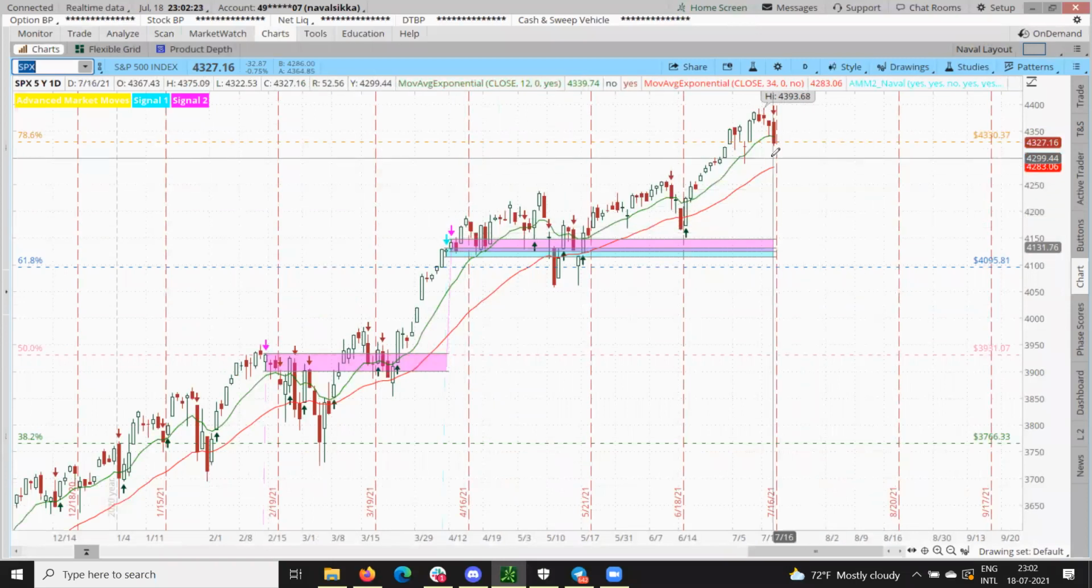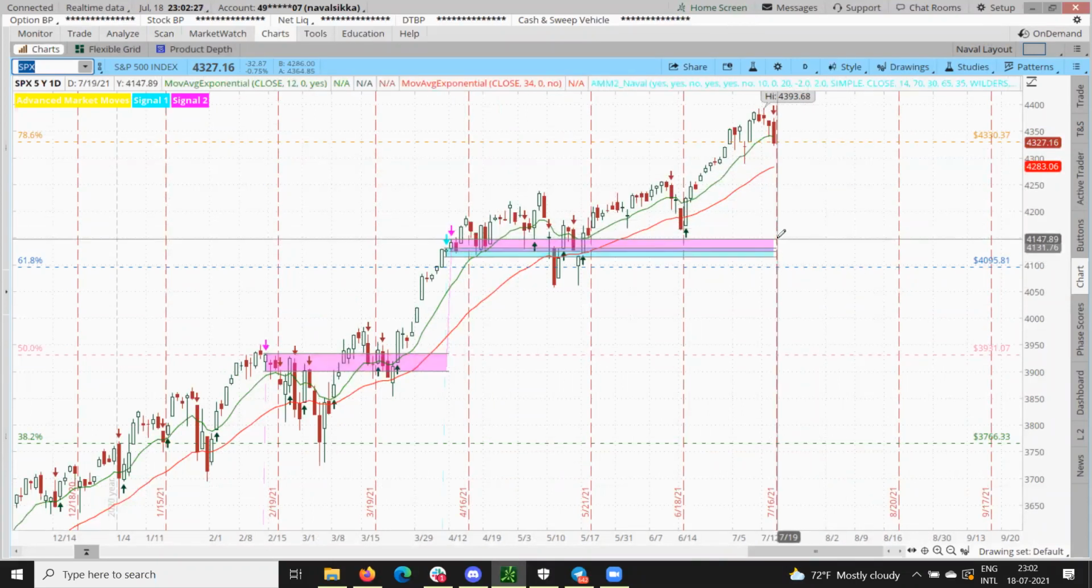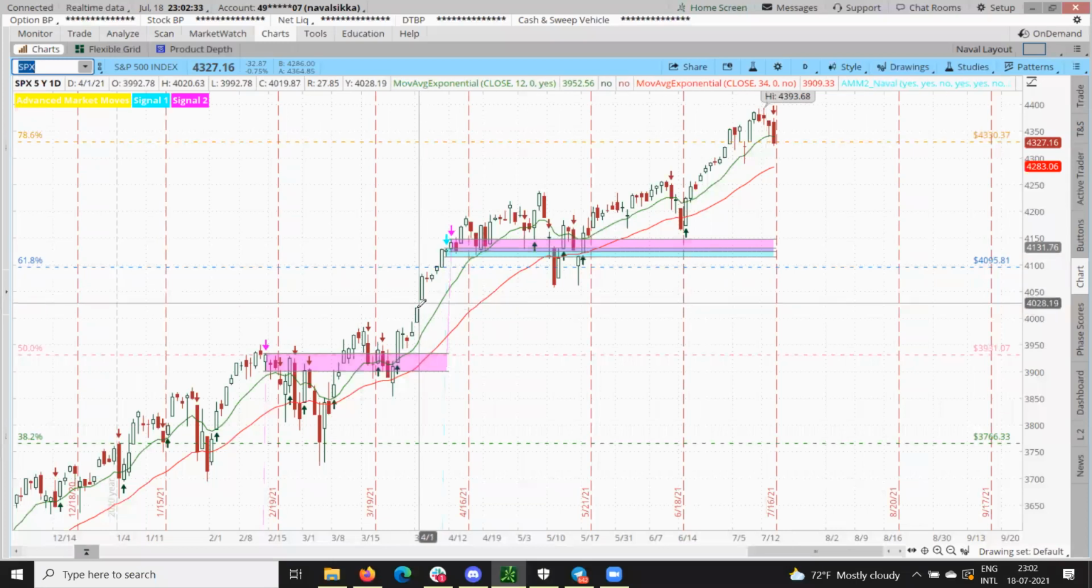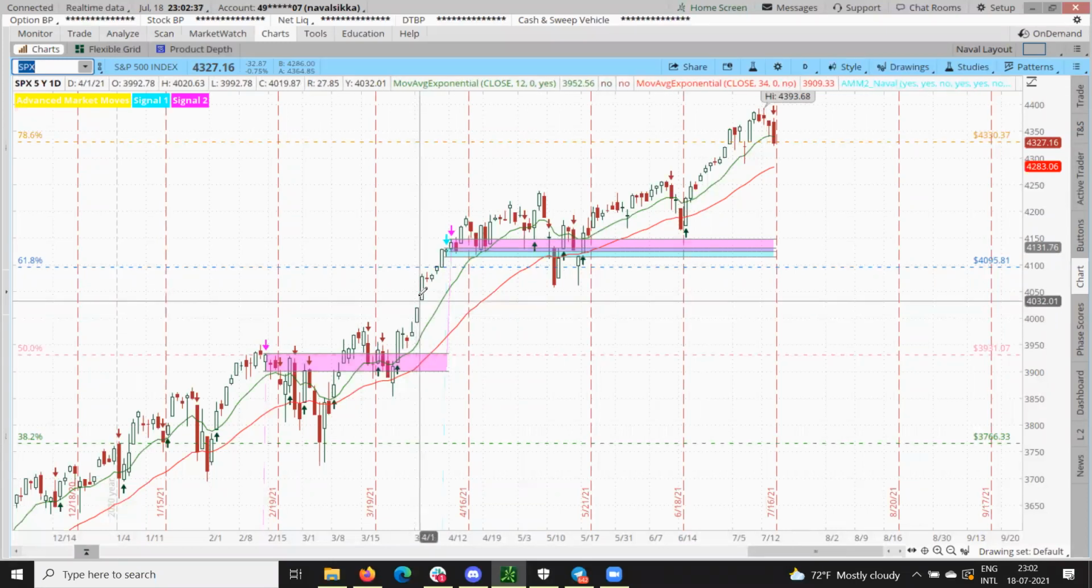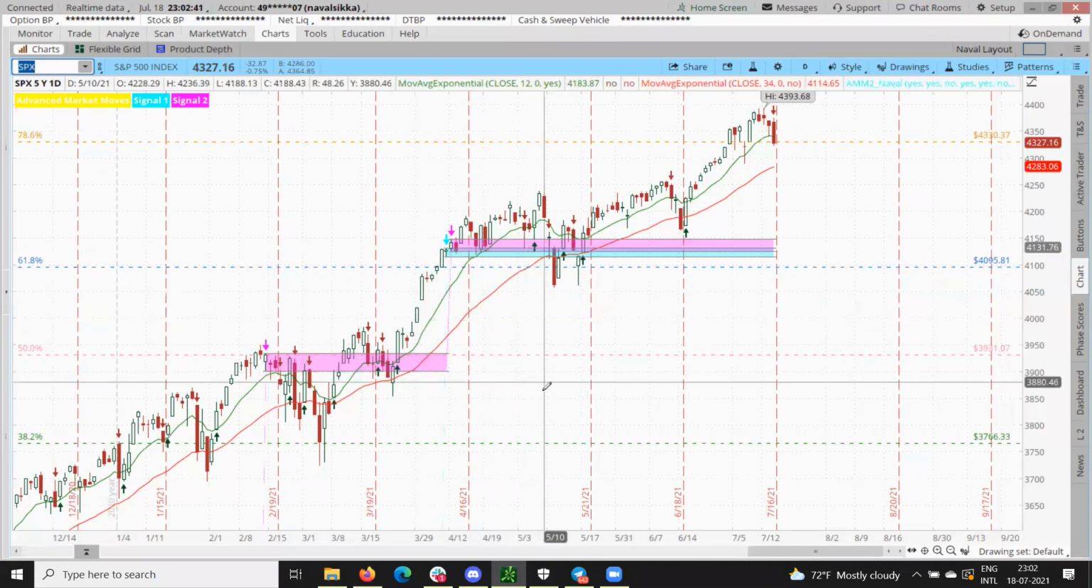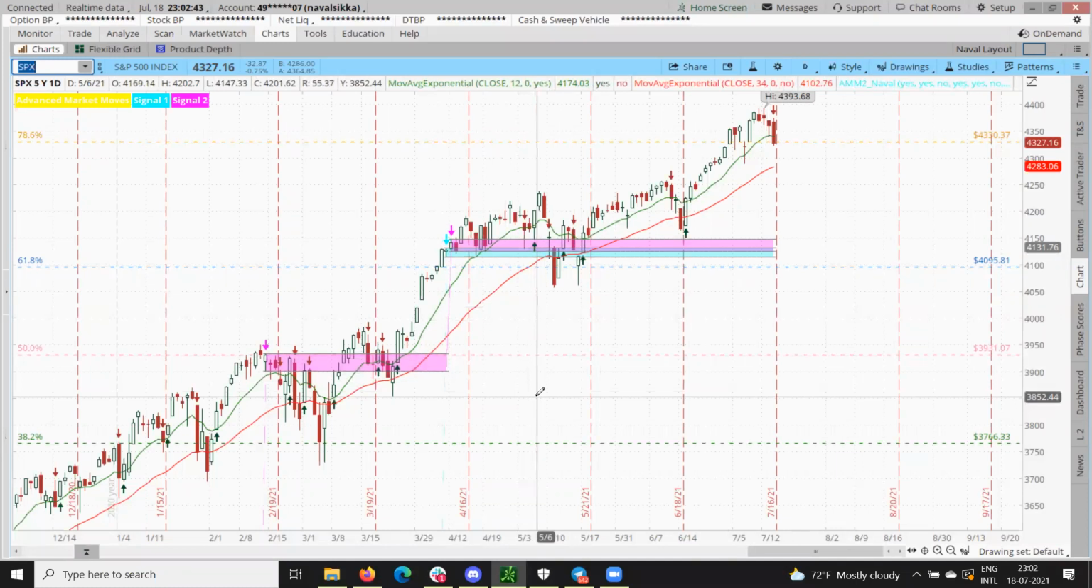Once we supposedly go down and come down to 4150, then it is a 100% possibility we're going to come down and fill this gap. This gap is there for almost 1%. Okay, so these are very clear and simple technical setups.